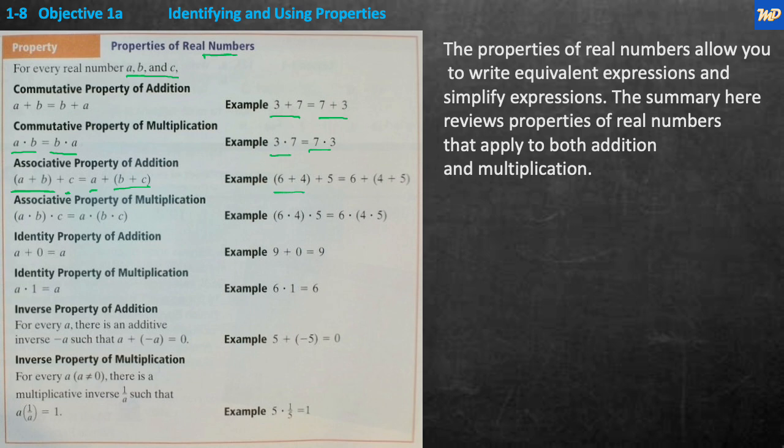The quantity 6 plus 4, plus 5 is the same as 6 plus the quantity 4 plus 5. 6 plus 4 is 10, plus 5 is 15. 6 plus 9 is 15. See, same thing. It doesn't matter.